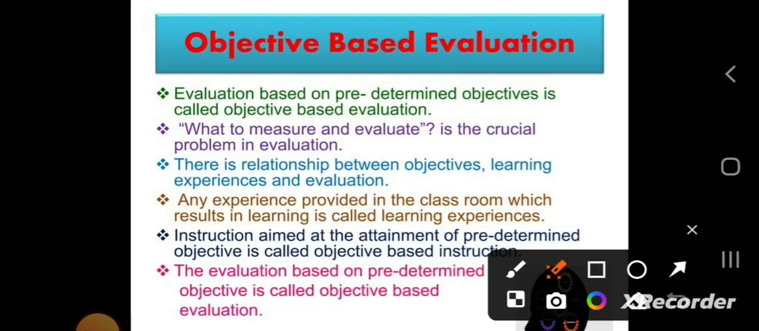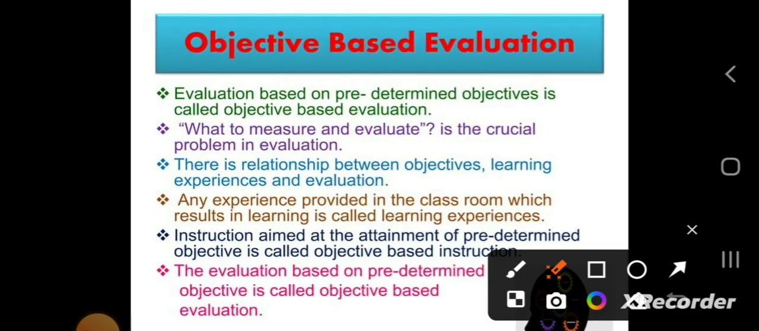Evaluation based on predetermined objectives is called objective-based instruction. Before evaluation can take place, clear and measurable objectives must be established. These objectives define what students are expected to learn and achieve through the instruction. What to measure and evaluate is the crucial problem in evaluation.